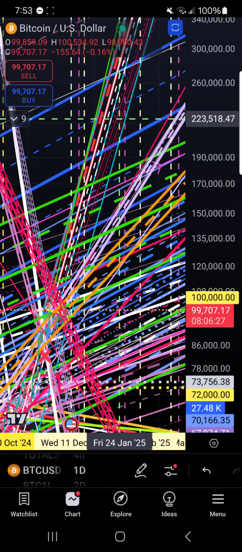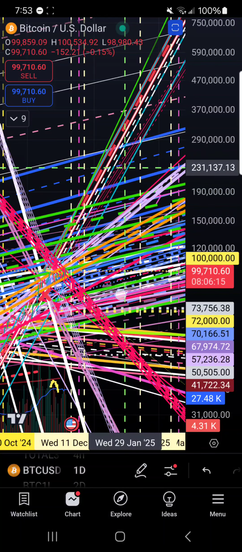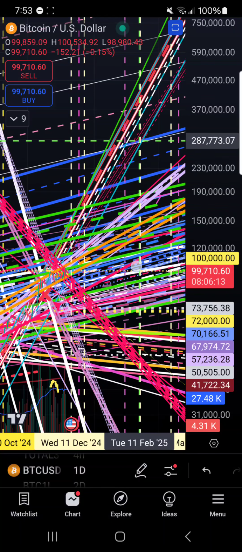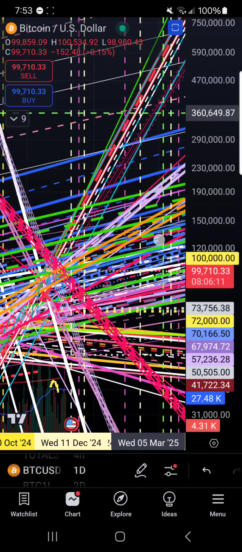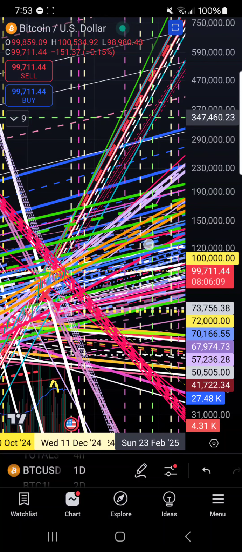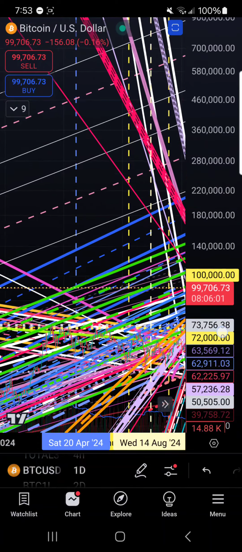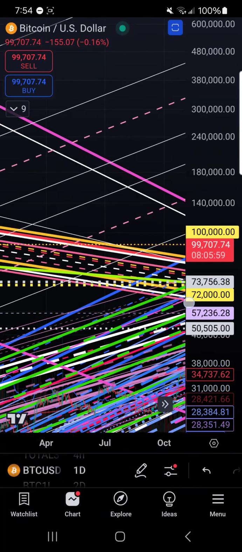Anyway, this is the parabolic bull run channel, which will take us, let's see where we're going. January 2026. Well, wow, really? Oh, that has us at 350,000. Is that right? It can't be right.